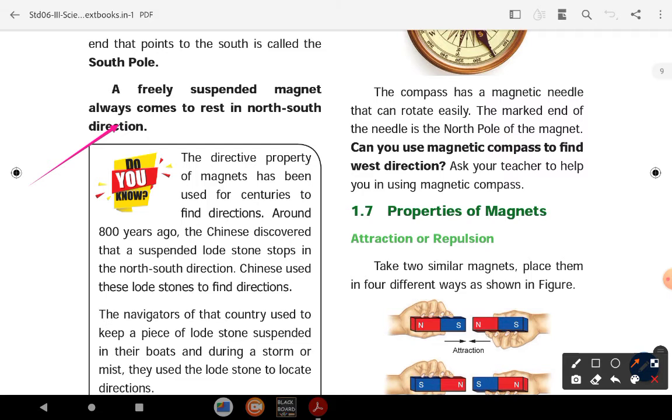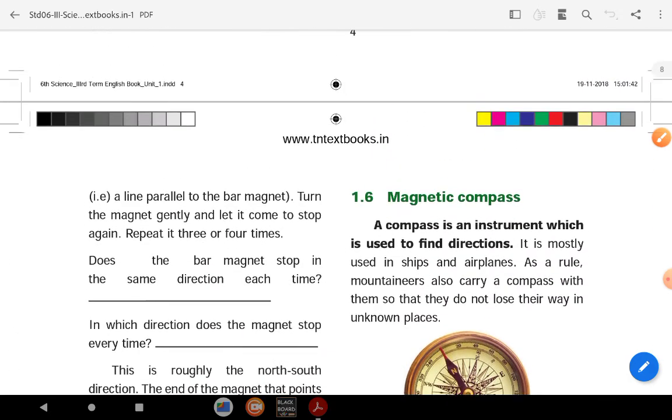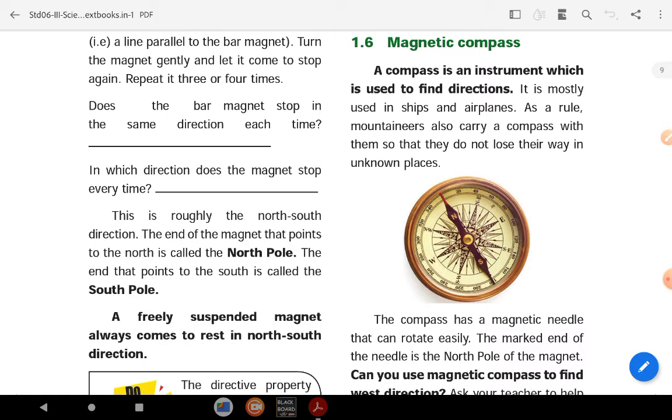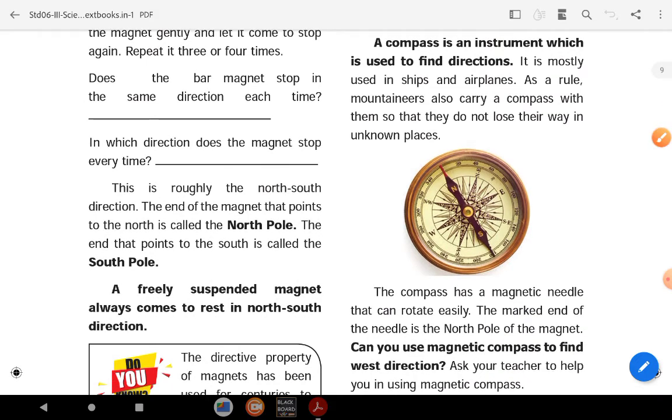Okay, all right. And then we have the magnetic compass, the last part we are going to see, and we are going to stop in this video. What is a magnetic compass? A compass is an instrument. This is a magnetic compass, children. A compass is an instrument which is used to find directions. The instrument used to show directions is called a compass.